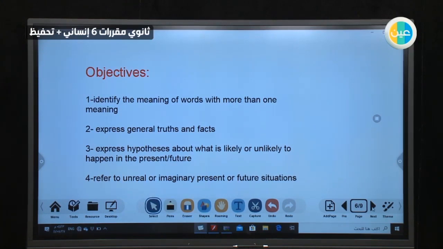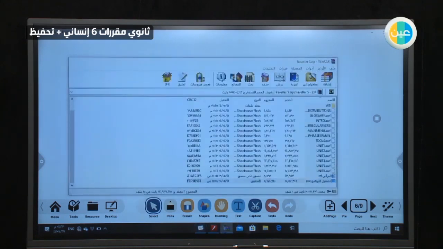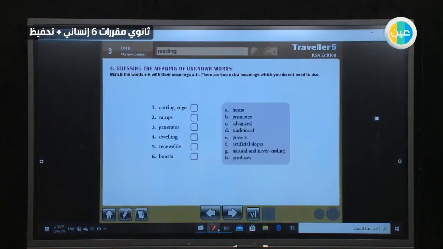Before we start our new lesson, we will do the vocabulary exercise from the previous lesson, page 68. Guessing the meaning of unknown words. Match the words from 1 to 6 with their meanings from A to H. There are 2 extra meanings which you do not need to use.